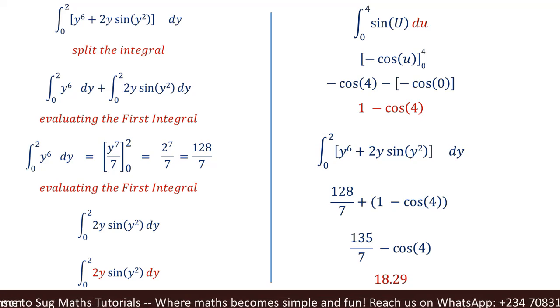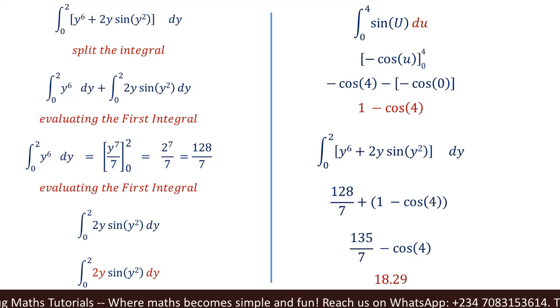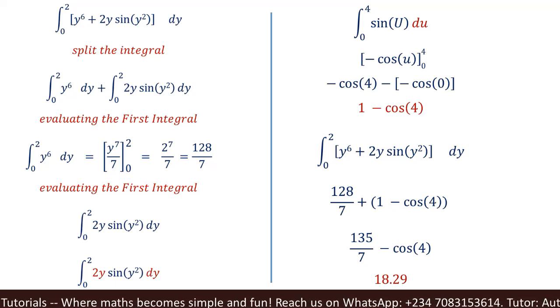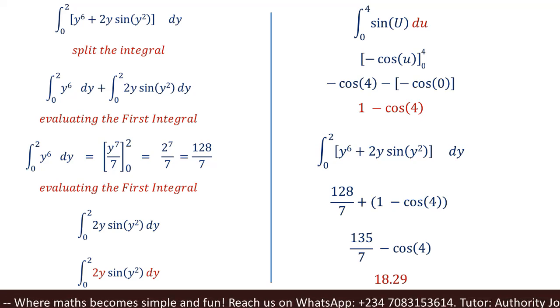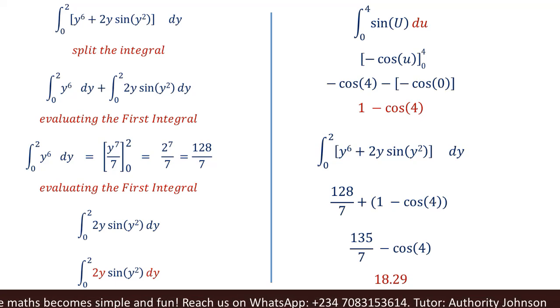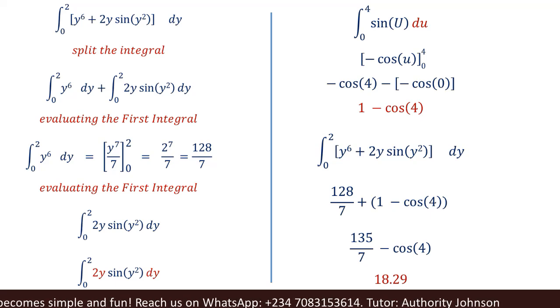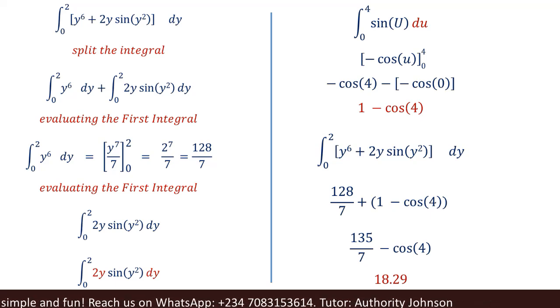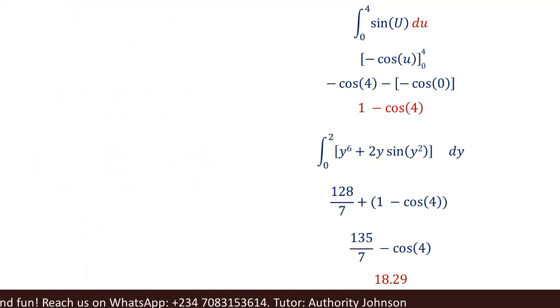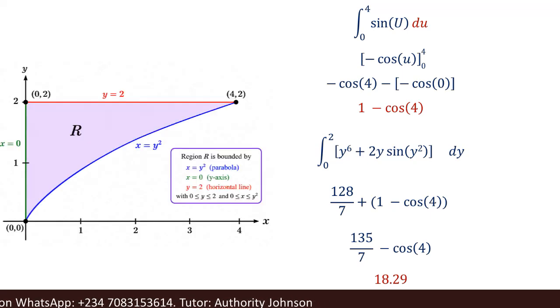Yes. So the question says, if R is the region bounded by the graph of x is equal to y squared, x is equal to 0, and y is equal to 2, we are asked to sketch R and then also evaluate the double integral over the region R. So we plotted the graph and we sketched it. We are able to see exactly the region that we are asked to evaluate. And after evaluating, the area of that region is 18.29 units. All right.